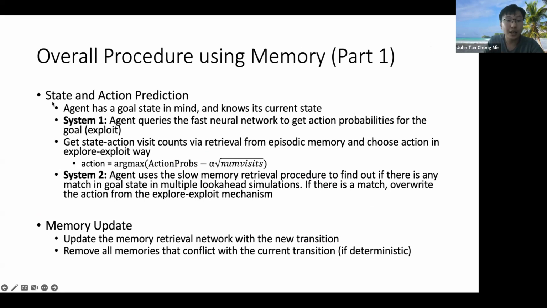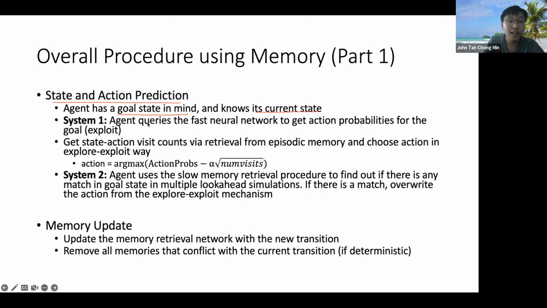So first, we do a state and action prediction. We have a goal state in mind, and the agent knows its current state. Of course, this means that you have a goal state you can quantify, which may be a problem in current RL because we may not know how to quantify the goal state yet. But in the discussion, I can talk about how we can do this in the future. This is actually more like a 10-year plan. It's not so immediate, but I think this mechanism is in the right direction. We just need to work on it more.